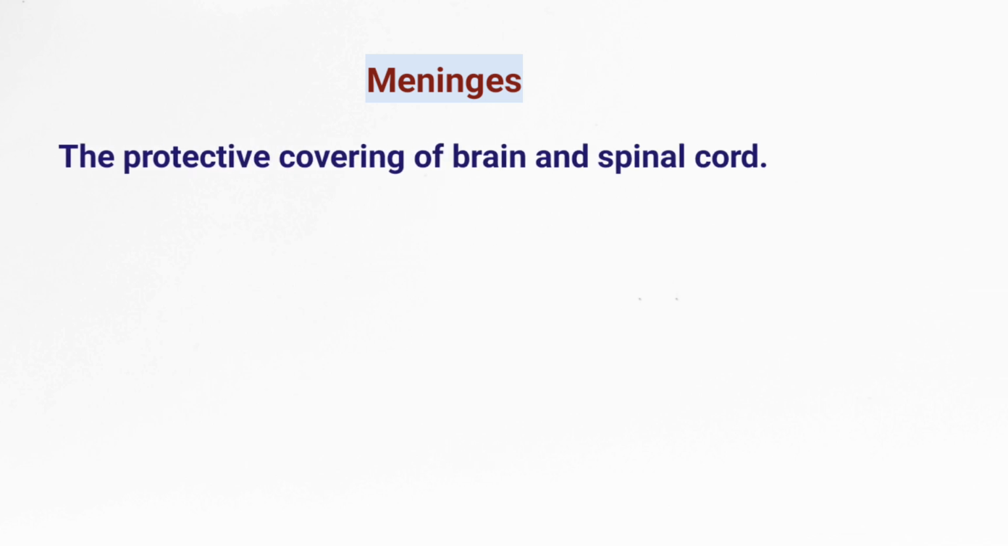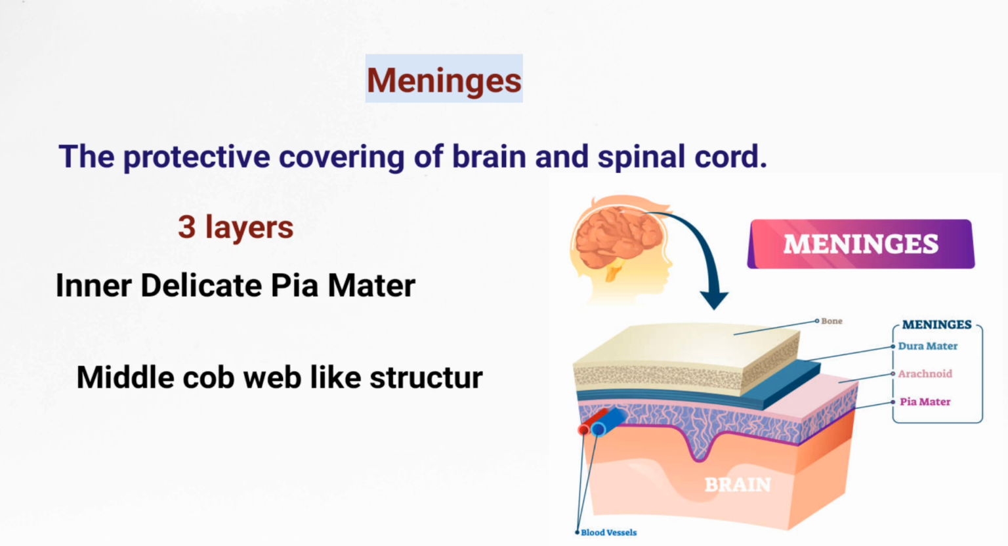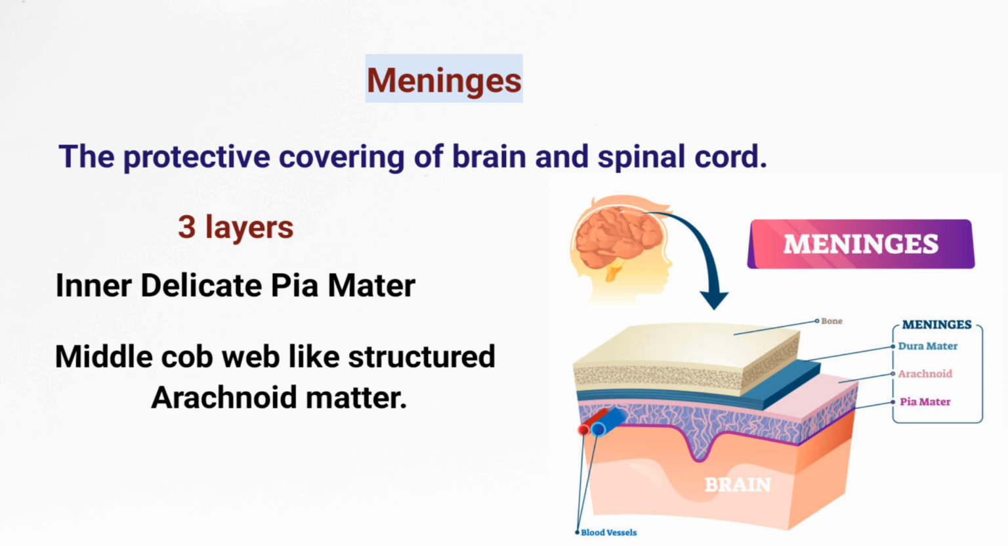The protective covering of brain and spinal cord is known as meninges. It has 3 layers: inner delicate pia mater, middle cobweb-like arachnoid mater, and the outer dura mater.